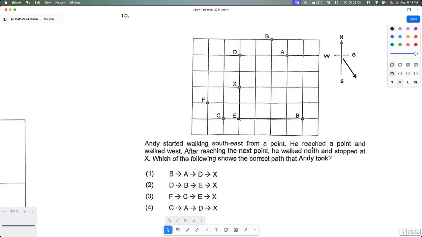Okay, so he reached a point and walked west. So this way, and then walked west, which is this way, right? And then after reaching the next point, he walked north, right? Okay, and then stopped at X, right, like this. Okay, so I think they got the answer. So which of the following paths shows the correct path that Annie took? So he was walking southeast, so it's probably start with DBEX, which is option number 2 in this case over here. We make this red so it's easier to see. This is black, this is red. Okay, there you go. So this is how it goes.